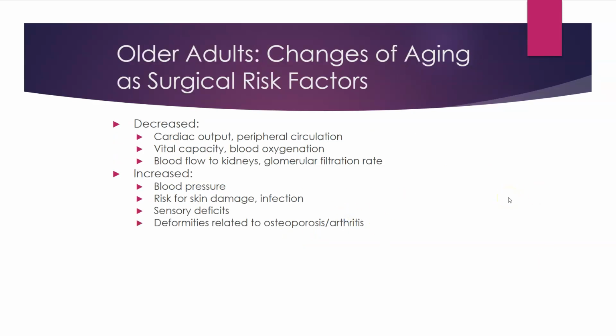With older adults, they are at increased risk because of decreased cardiac output, peripheral circulation complications, vital sign capacity, blood oxygenation, as well as their renal function. So they might have increased blood pressure, decreased skin integrity, infection, sensory deficits, so they might not feel anything that might be wrong, and some deformities related to osteoporosis or arthritis that can make positioning difficult as well as mobility difficult afterwards.